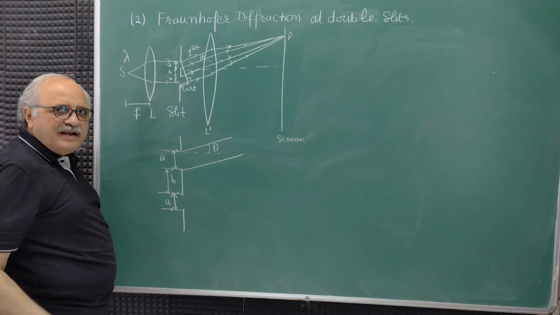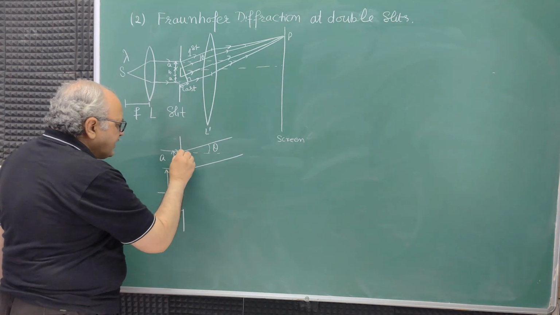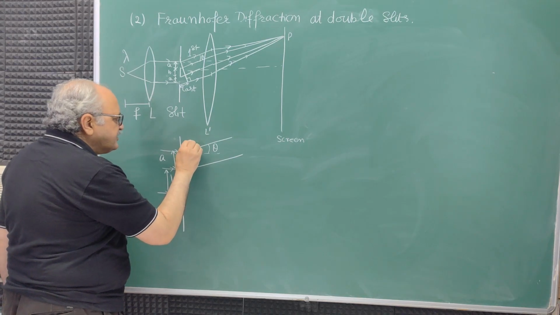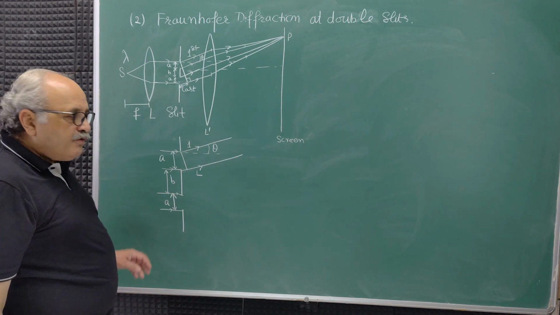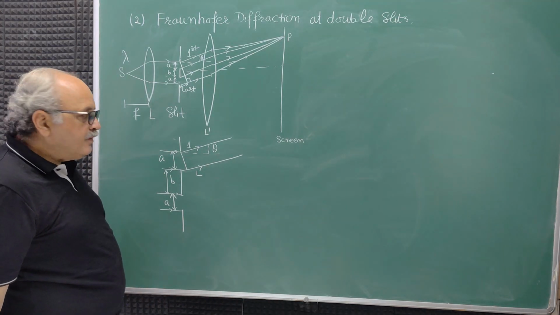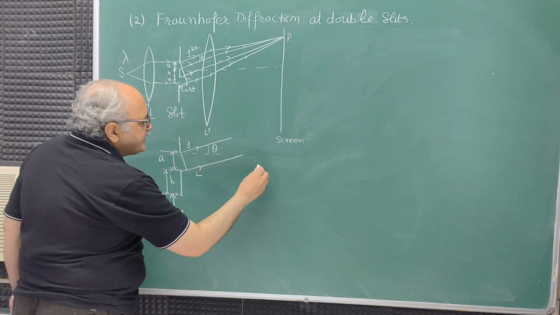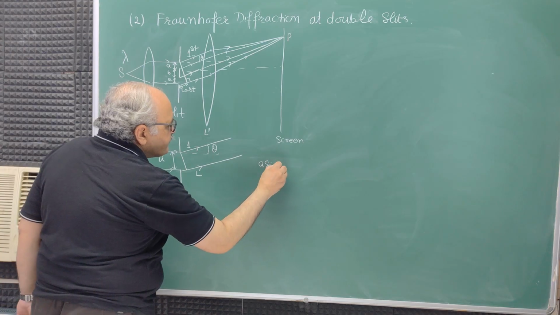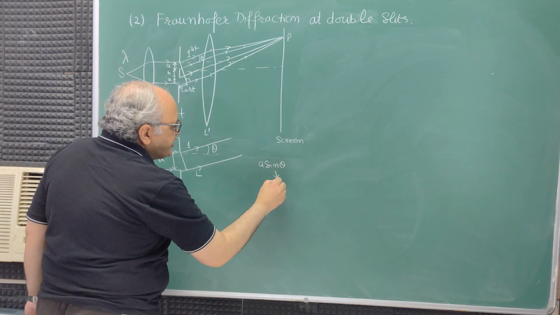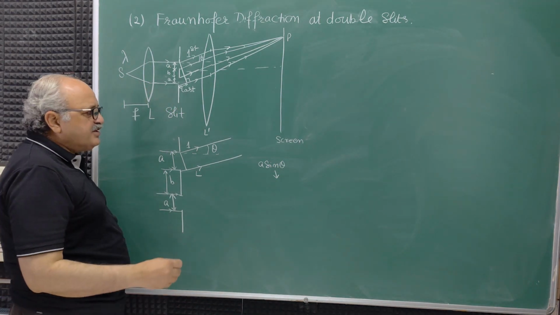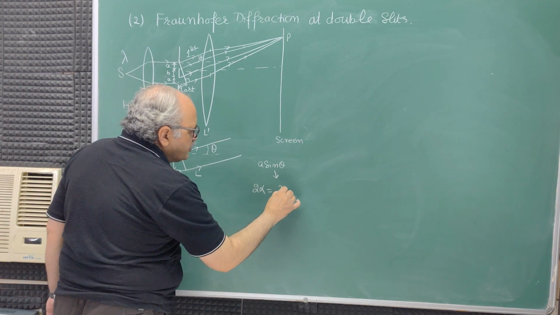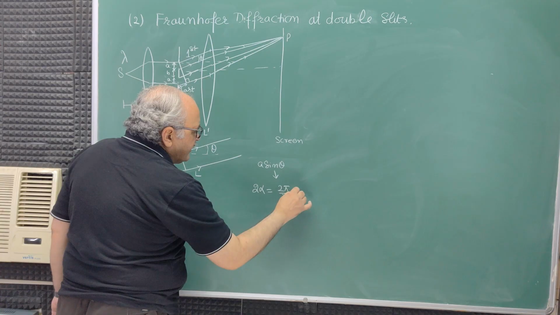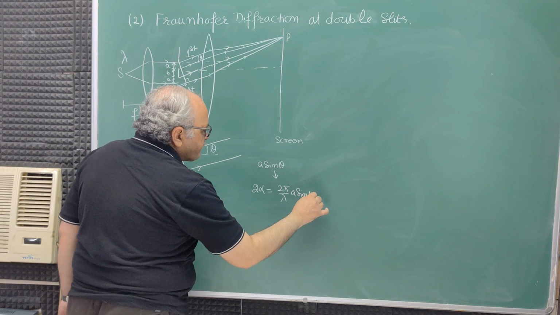Now here it's very important to understand that when we talk about the secondary wavelet going at an angle theta with the central line, then the path difference between the first and the last of the secondary wavelets from the opening is a sine theta, which we normally change in terms of the phase difference, saying the phase difference is 2 alpha, equal to 2 pi by lambda a sine theta.